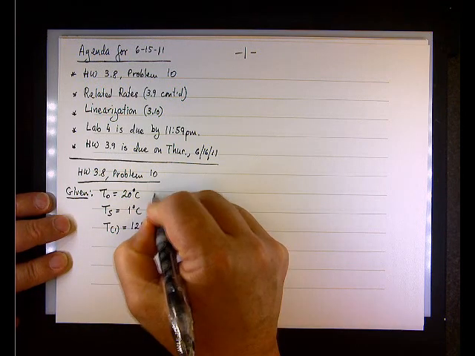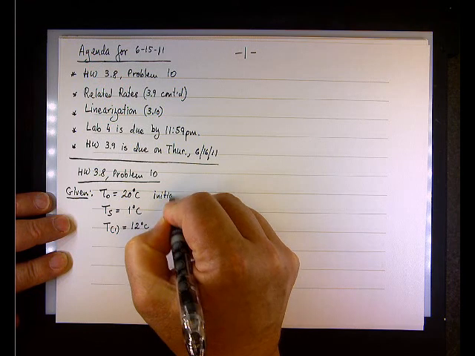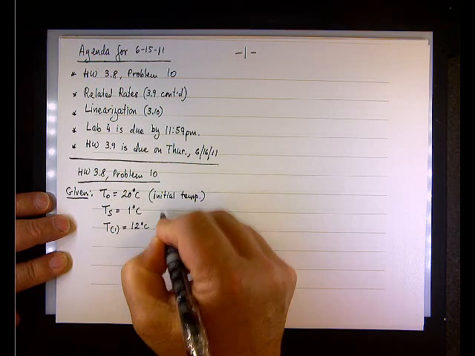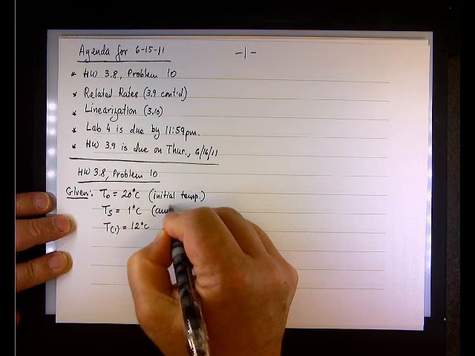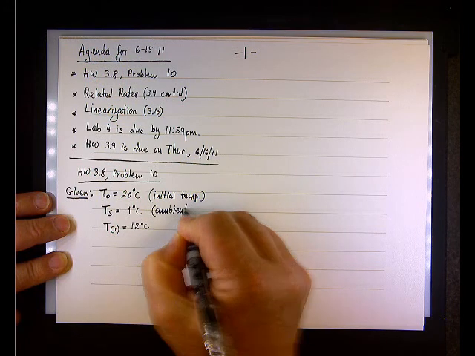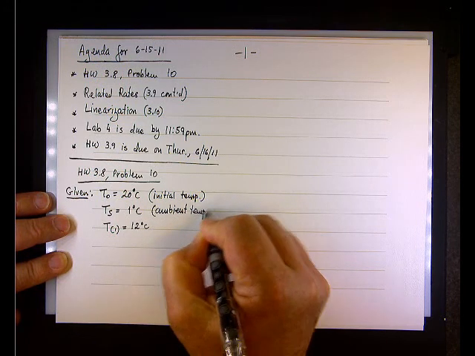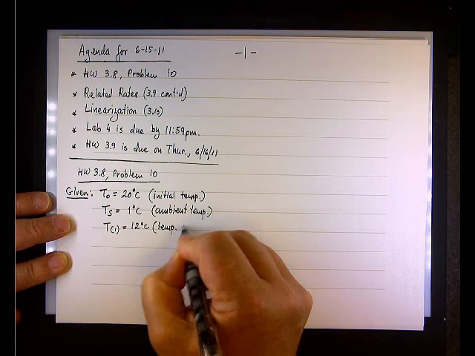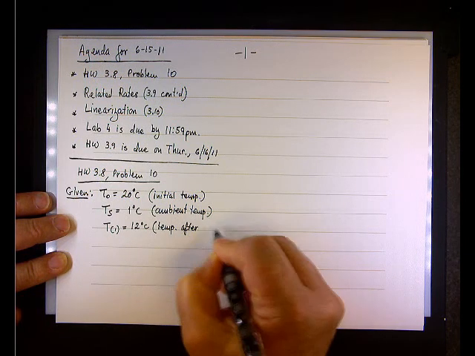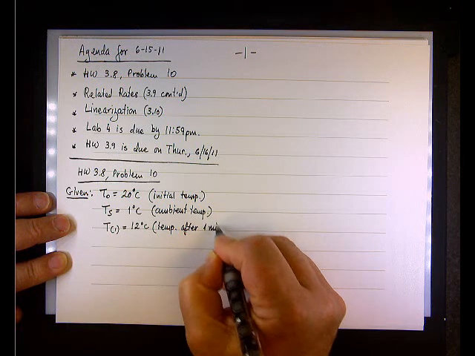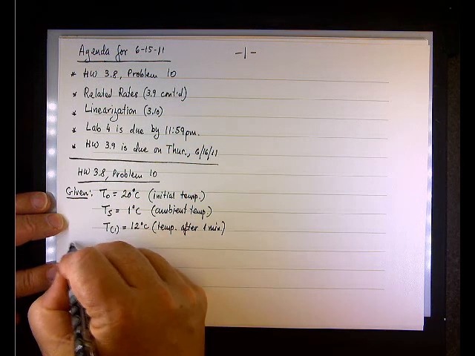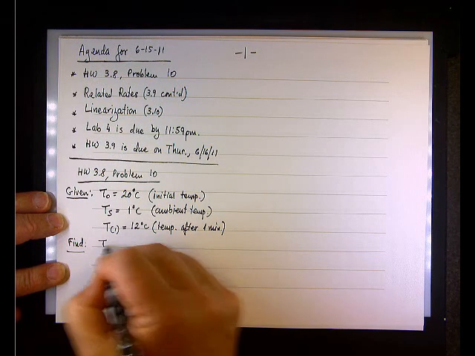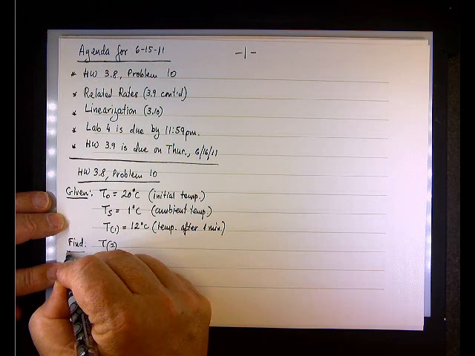Okay, so this will be the initial temperature. This will be the ambient temperature, and this will be temperature after 1 minute. What is it that we need to find? Well, we need to find the temperature after 2 minutes.